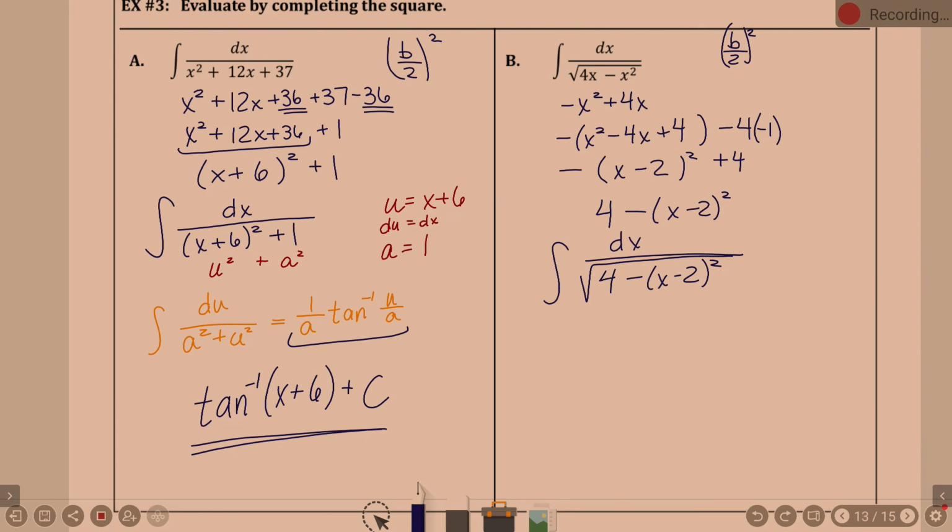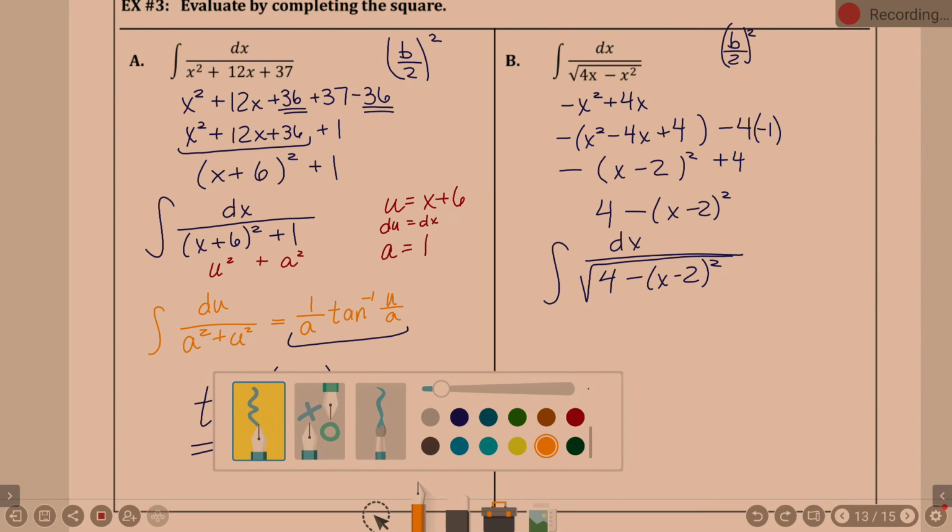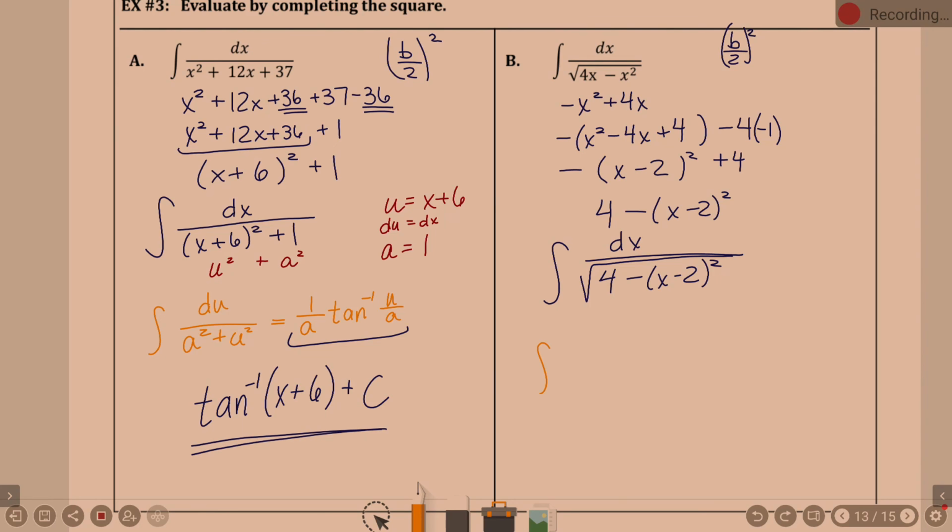If you go, I'm going to write it out up here. It's du over the square root of, I believe, a squared minus u squared, right? Yep. And it's equal to sine inverse of u over a. Again, sine and tangent, those are the two you need to be most familiar with. So, what do we know?